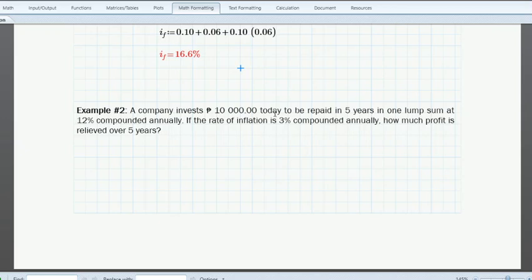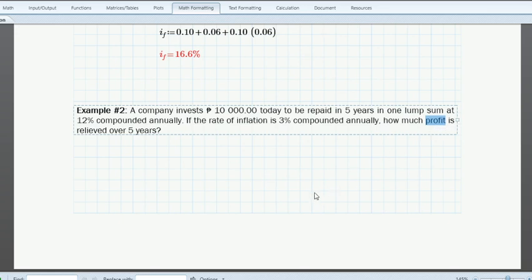So, nag-invest daw yung kumpanya ng 10,000 pesos. Ngayon, nag-invest siya ngayon. Ngayon, yung 10,000 pesos na ini-invest niya, babalik sa kanya yun ng buo plus yung kinita after 5 years. So, magkasama na yon, okay? Kung magkano man yung pera niya after 5 years, ibibigay sa kanya yon ng lump sum, ng buo. 12% compounded annually.